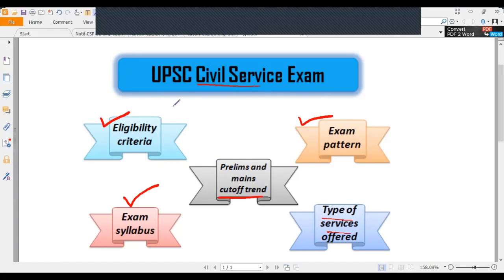I have compiled all these details from the UPSC official document, which I will be attaching in the comments below, so you can download that file from there. I have highlighted the important aspects, and those aspects will be discussed by me in this video as well. So let's get started with all the details about this exam.